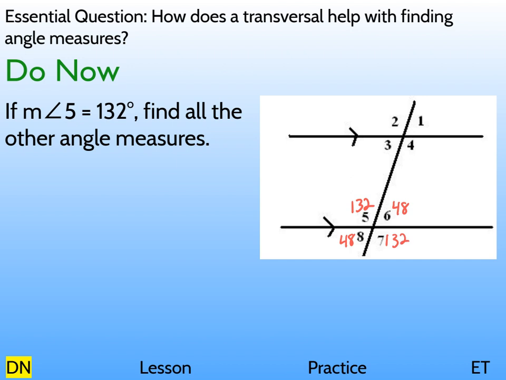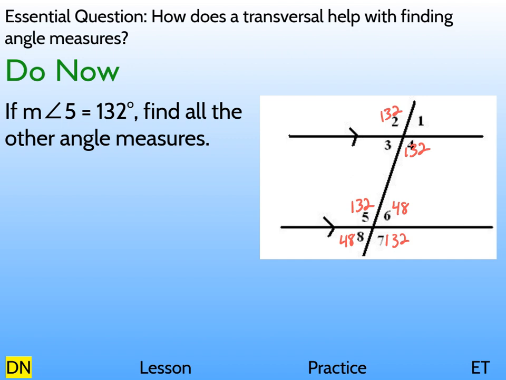Now, 4 and 5, right here and right here, are alternate interior angles, so they're congruent. And by the way, one thing I forgot to mention: the reason we can do this alternate interior congruent thing is because these little arrows mean that this line and this line are parallel. So let's keep going. Since 4 is 132, 2 is 132 since they're vertical.